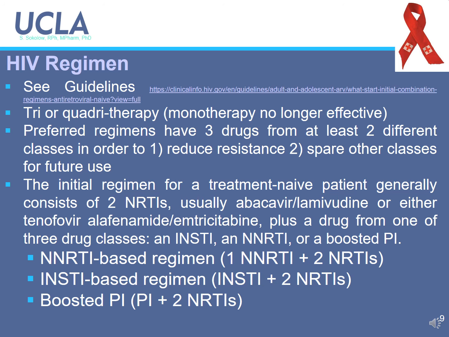So the PI by itself doesn't have any efficacy, but when you add it on, then you can boost the effect. And so you see the treatments are either called the NNRTI-based regimen, where you have 1 NNRTI plus 2 NRTIs, or you have the integrase-based regimen where you have an integrase inhibitor with 2 NRTIs, and then you can have a boosted PI plus 2 NRTIs. So these are the recommendations.